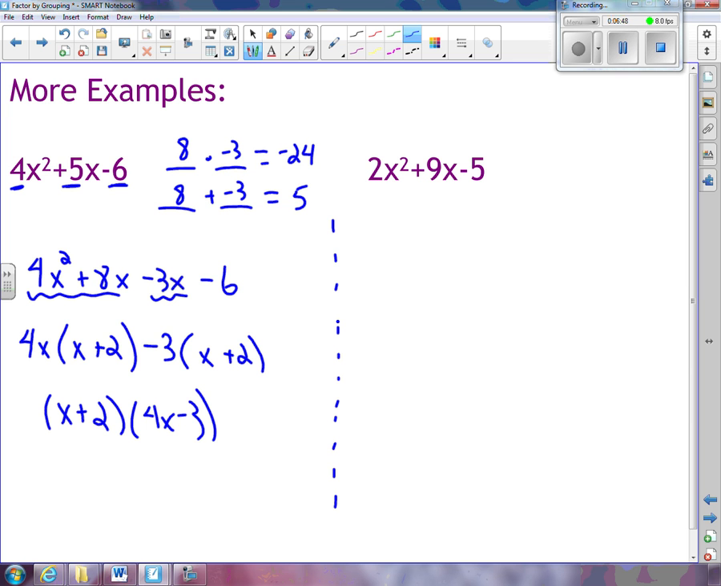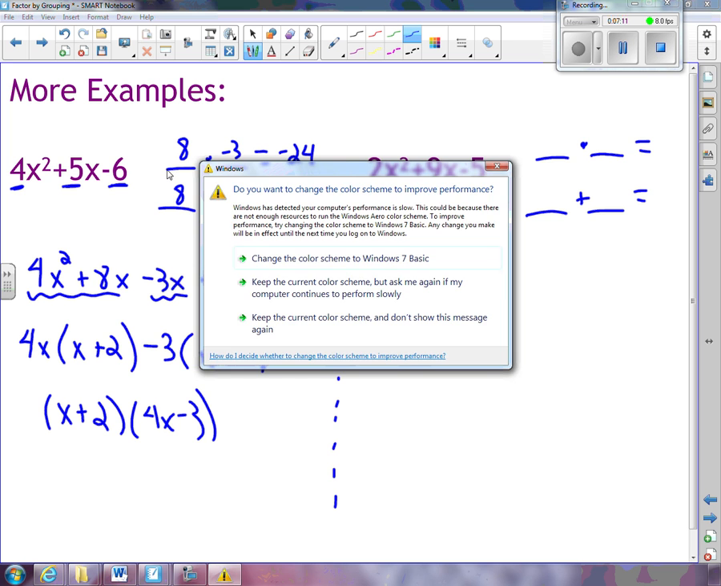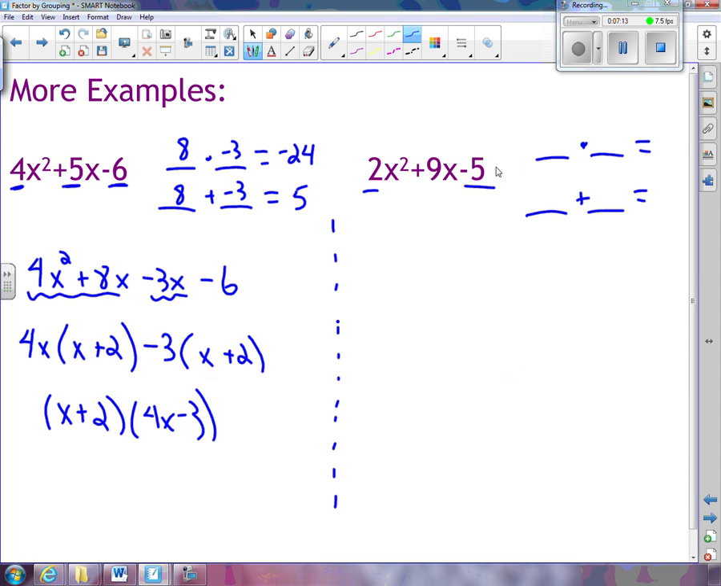One more example. So here, you want your two numbers to multiply and add to something specific. So let's take a minute now and try to think about what those numbers are that you want these special numbers to multiply to. In order to get this number here, I take A and C and I multiply them together. So here 2 times negative 5 is negative 10.